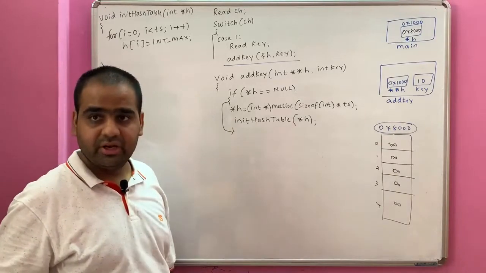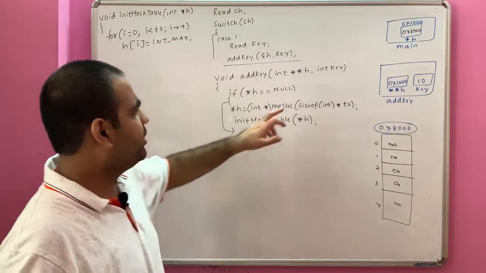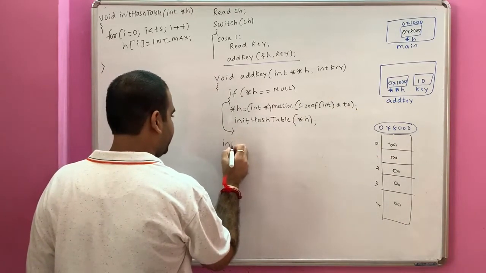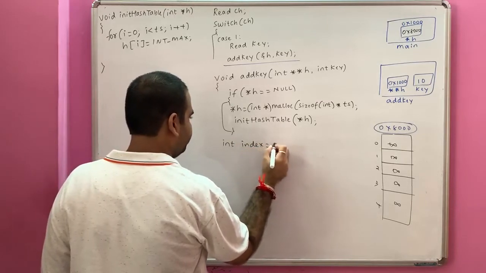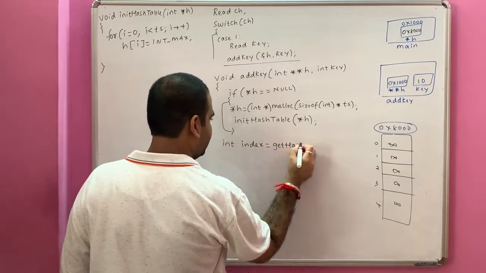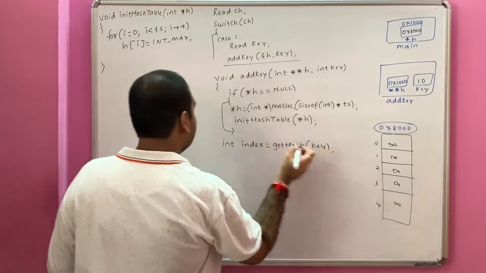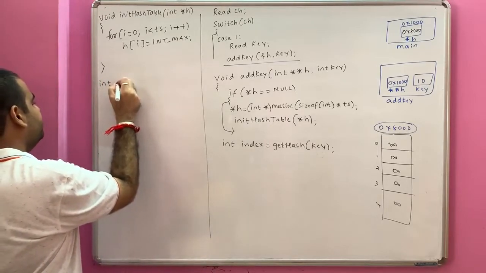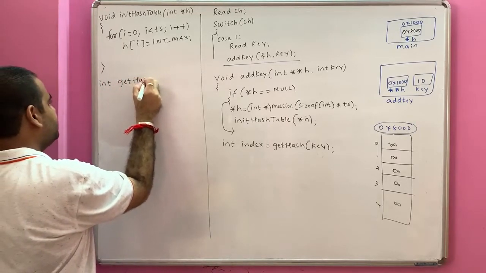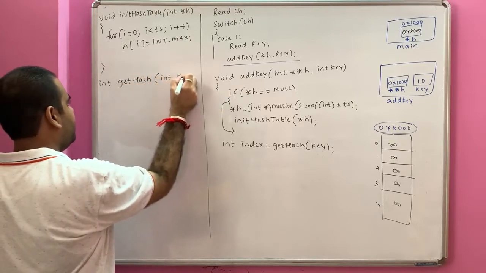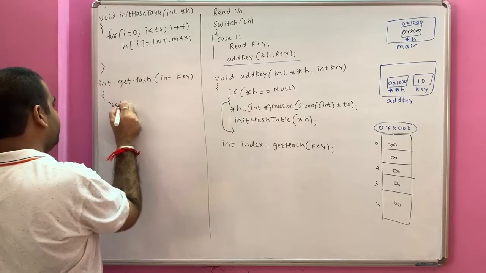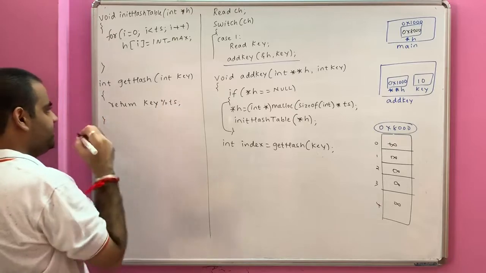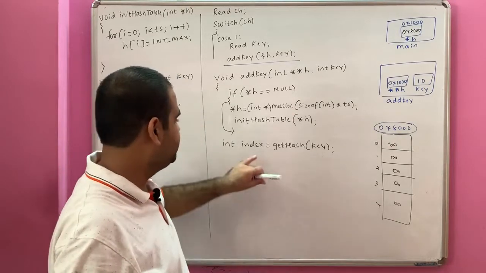Now after you initialize the table, suppose the key is 10, you need to get the hash. Therefore we say int index is equal to get hash. We will write one function called as get hash with respect to key. Now this will return the index. Already we have written in separate chaining. We say int, the function name is get hash and the first parameter is key. Suppose key is 10, what we do over here? We say return key modulo table size. Now what is table size? Table size is 5. 10 modulo 5 is 0, index is 0.